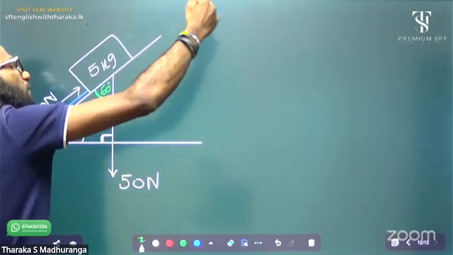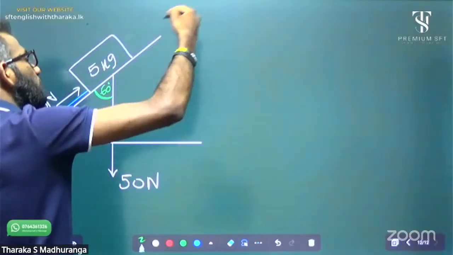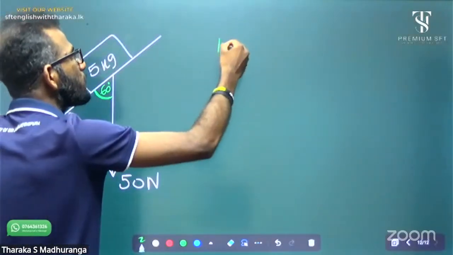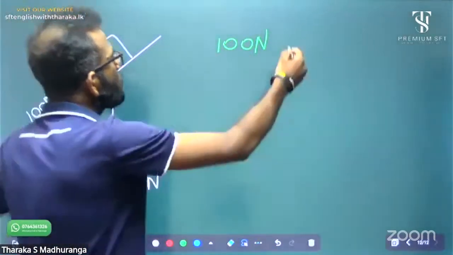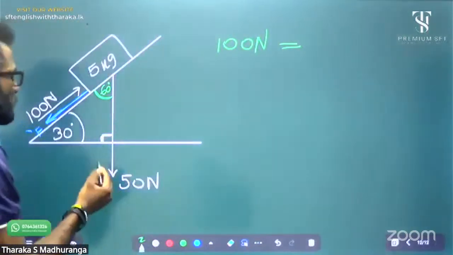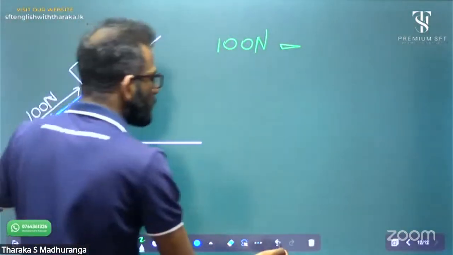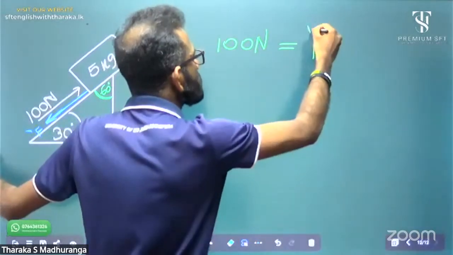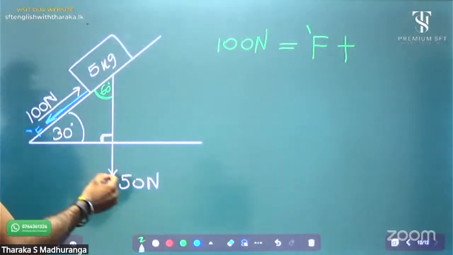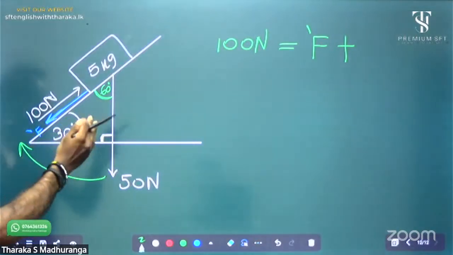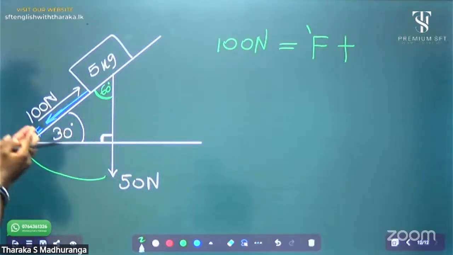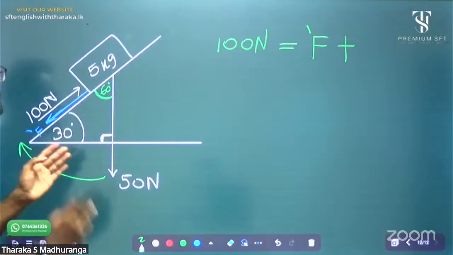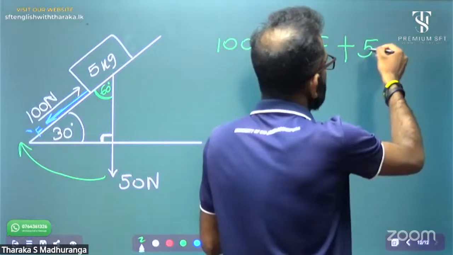Now I am going to consider along the upward direction. Here we have 100 Newton. Into downward, how many forces? Already F dash, the friction force, plus there is a force component by this weight that we call 50 cos 60, because we can resolve that into this direction. It is 50 cos 60.